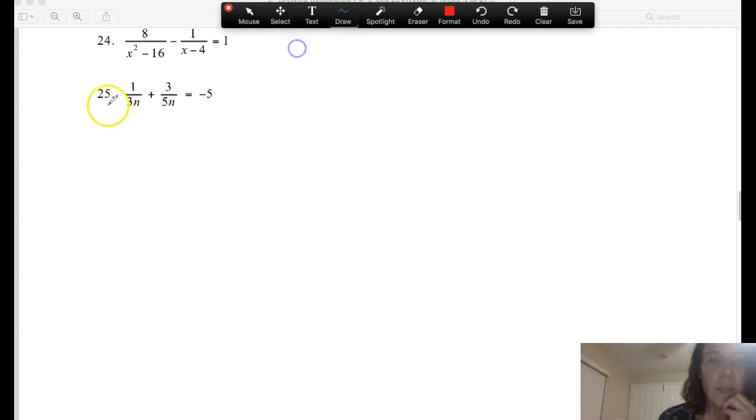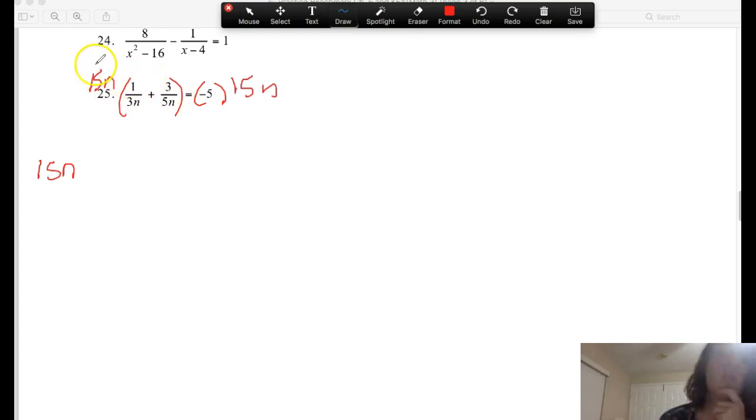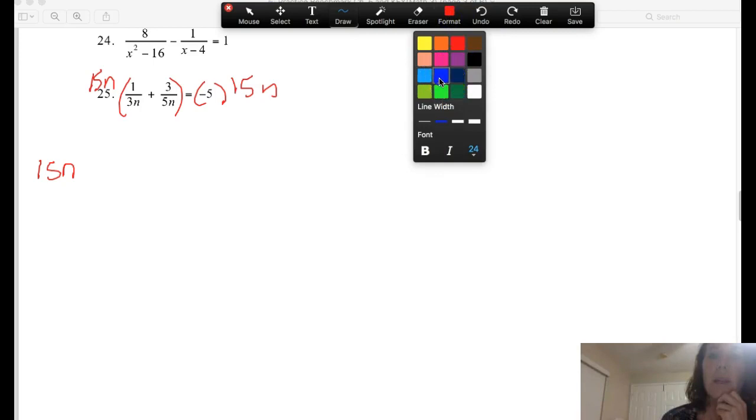All right, guys, last one. Get rid of these denominators. Your common denominator here, they both have an n in common. And then 3 and 5 don't have anything in common, so you're going to have to multiply those together. So your least common denominator will be 15n. So I'm going to multiply both sides of the equation by 15n. Okay. Distribute to both terms.